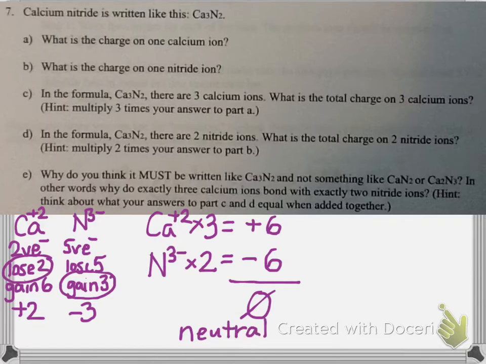Okay, so again, the reason that it has to be Ca3N2 is because this is an ionic compound, and an ionic compound must have no charge overall. The only way for that to happen is if you have 3 calcium ions combined with 2 nitride ions. The person who wrote this explained it this way: so that the compound will be neutral.